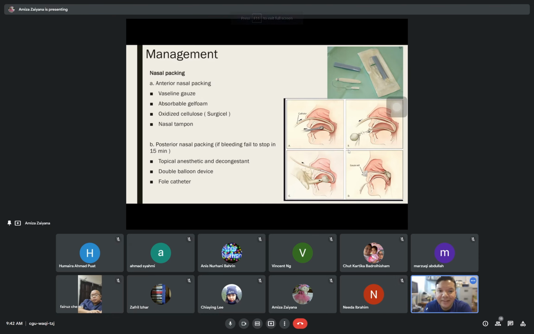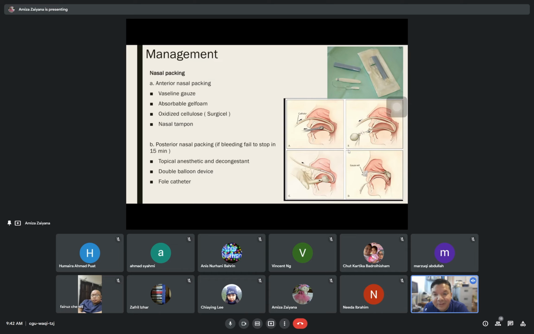But most of the time, for Foley's catheter, we usually insert it in patients who are semi-conscious, GCS not full, or unconscious, because it's really uncomfortable. If the patient is still conscious, we try to avoid it. After you have done all the packing, then you can refer to ENT. Usually they will keep this packing for about 1 day. Then they will assess the patient the next day to see whether the bleeding has stopped or not.